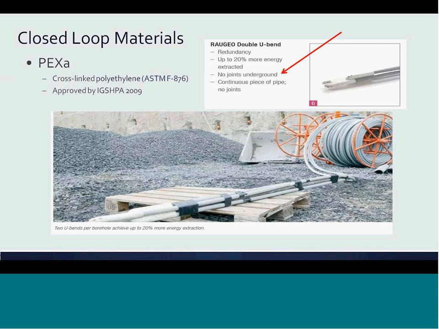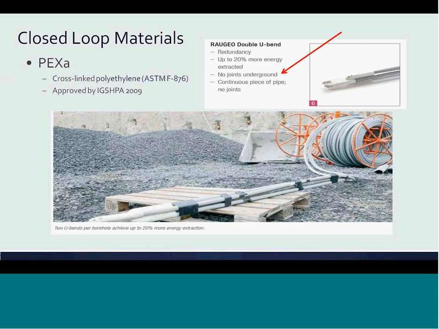Here's an example of the PEX-A product. One of the products offered is a double U-bend system. Realize that the ground loop capacity does not double with two pipes in the borehole, and calculations must be performed to determine just how much additional capacity the second U-bend yields for the system being designed.